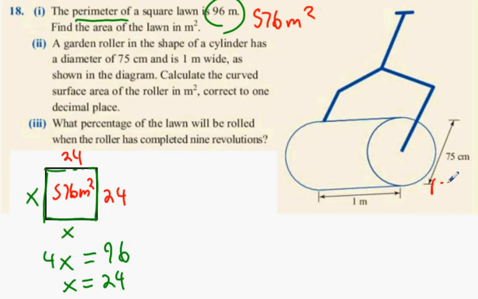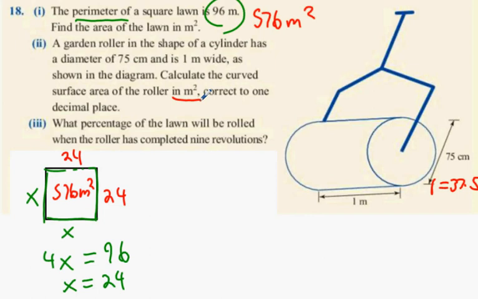A garden roller in the shape of a cylinder has a diameter of 75. Change that to a radius of 37.5. Why did I do that? Sorry? Need a radius, okay. Calculate the curved surface area of the roller in meters squared.